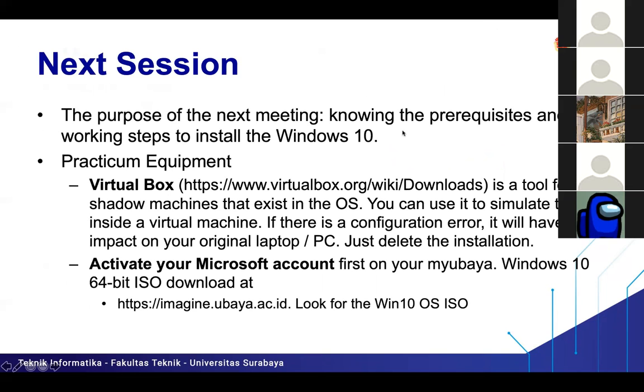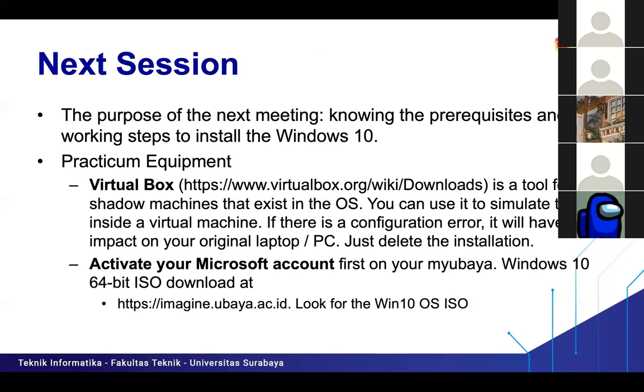If you don't have any questions, for the next session, next week, the purpose of the next meeting is knowing the prerequisites and working steps to install Windows 10. We will install Windows 10 inside your computer, but it will not destroy your computer, because we will use virtualization. I will describe it after this. You need to download VirtualBox. VirtualBox is a tool for shadow machines that exist in the OS, so you can install an OS inside your OS. You can install Windows 10 inside your Windows 10, so we will have a virtual computer inside your computer, right?